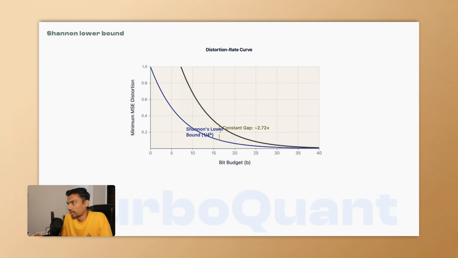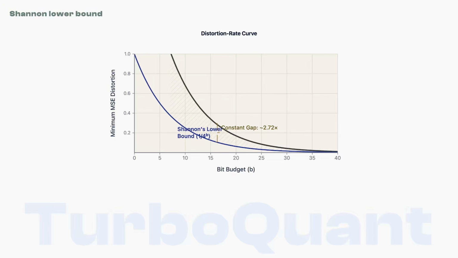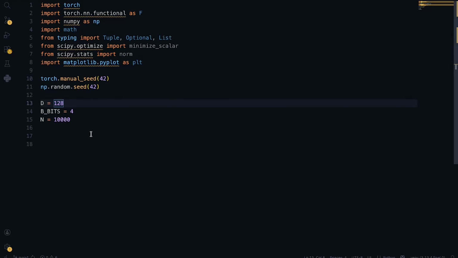Let's build the intuition for why this scaling makes sense. Every time you add 1 bit per coordinate, doubling the precision, the distortion drops by a factor of 4. That's a 1 bit improvement in precision per coordinate, and a 4 times improvement in distortion. This is the fundamental rate distortion trade-off. So let's first set up the functions for these lower bounds.